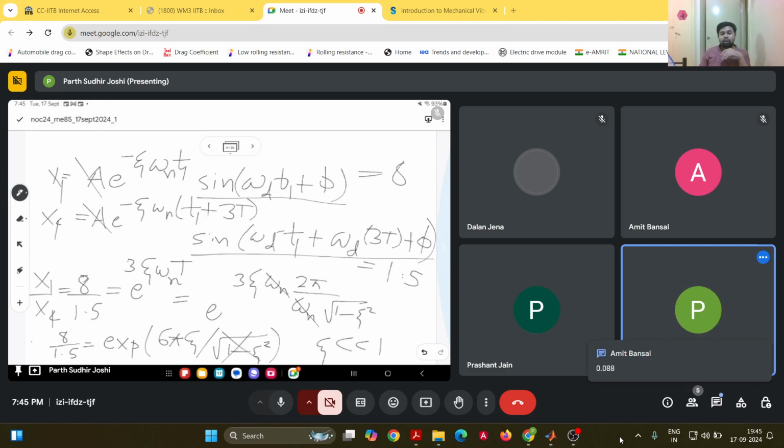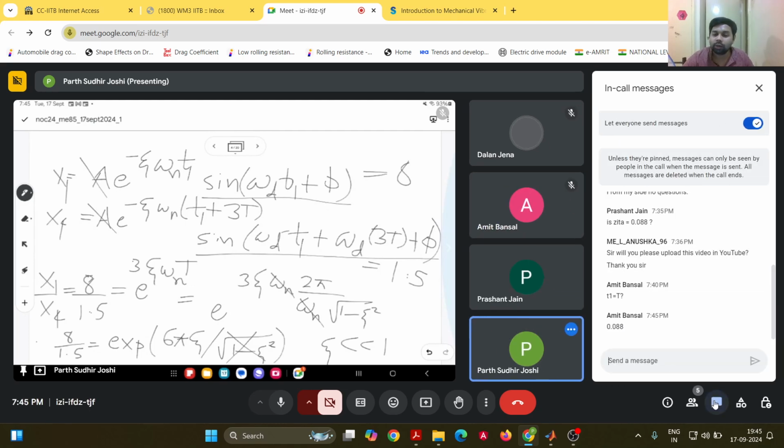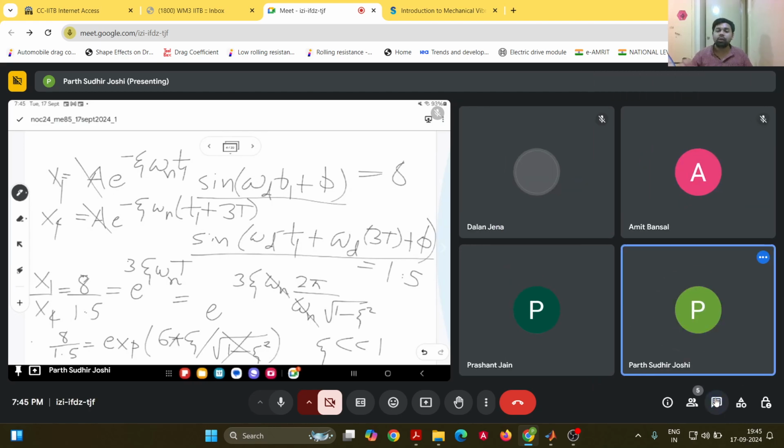So yeah, 0.088. I haven't tried it, but I think someone has also already got it. Prashant sir also got the same answer, so I think that must be the answer. So you don't always need to memorize the formula. If you just know the general nature of the solution, you can also derive the formula using that approach.